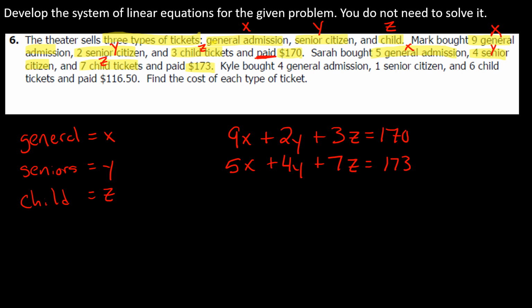and our last one comes from Kyle, who bought 4 general admission, 1 senior citizen, and 6 child tickets, and paid $116.50. So when we're doing this here, we have 4x, 1y, 6z, and that will equal $116.50. So again, we'll have 4x plus 1y plus 6z, and this equals $116.50.